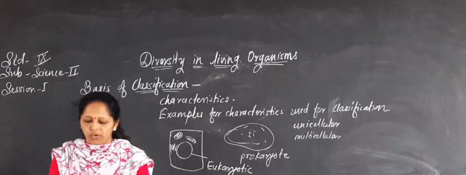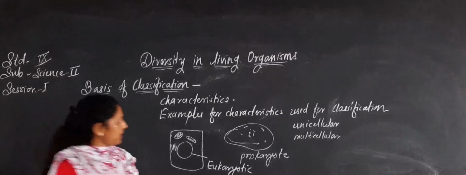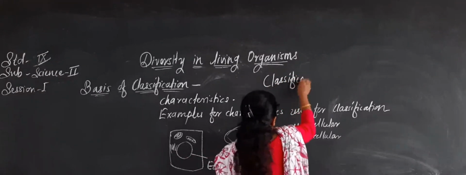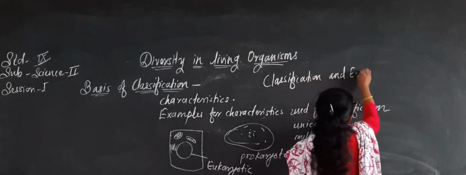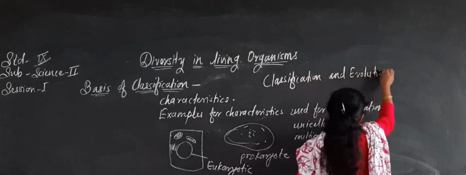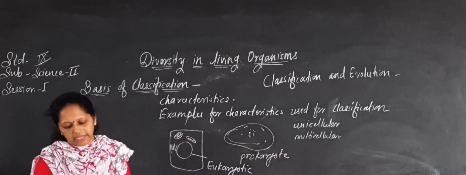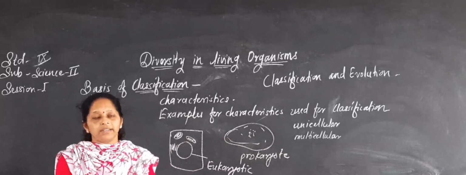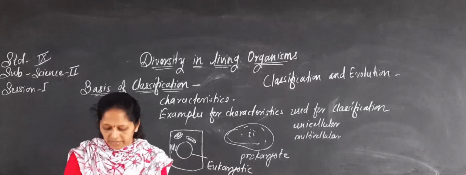Classification and evolution. So next is classification and evolution. What is classification and evolution? Here all living organisms are identified and categorized on the basis of body design. How their body design is, on the basis of that they categorize in form and function.